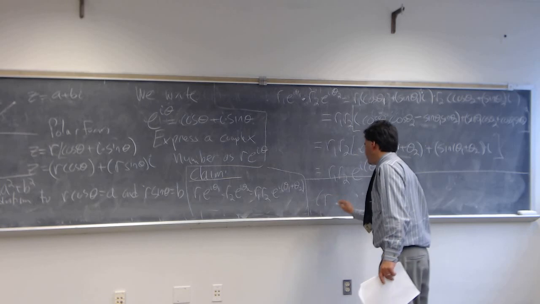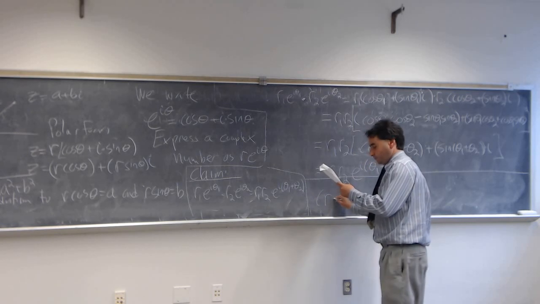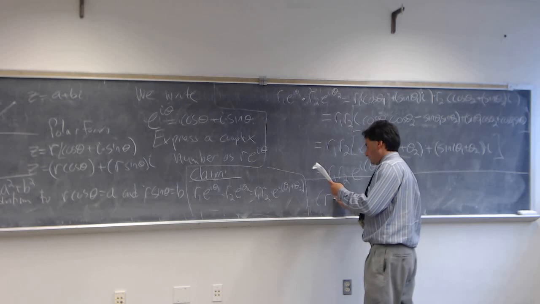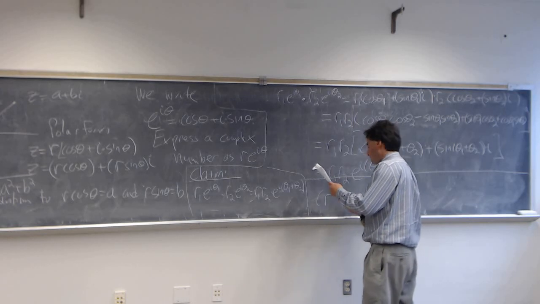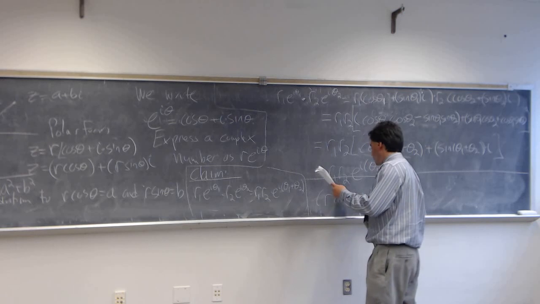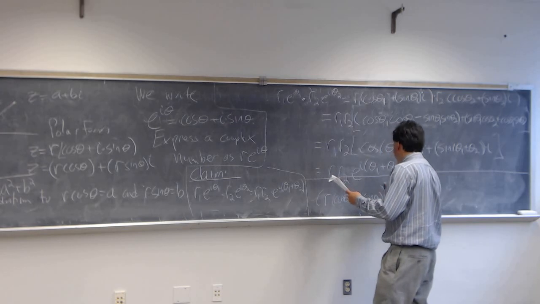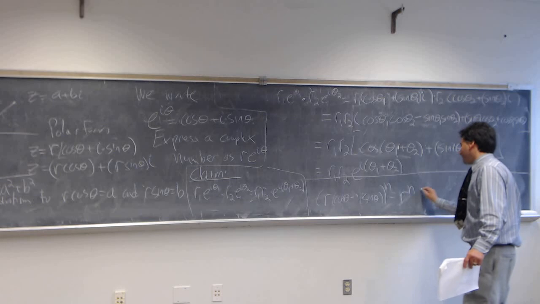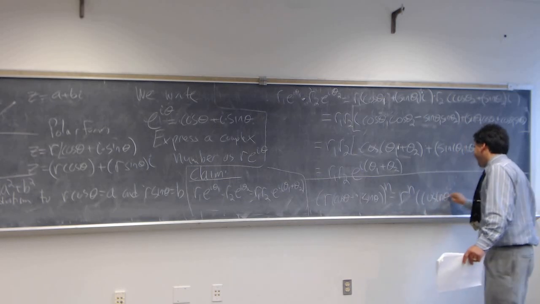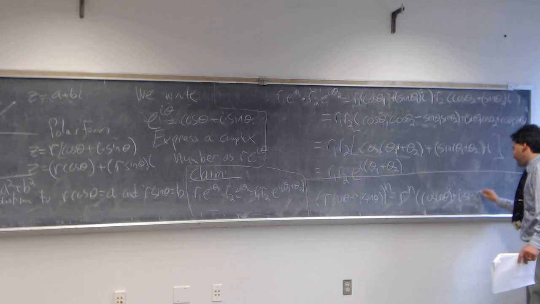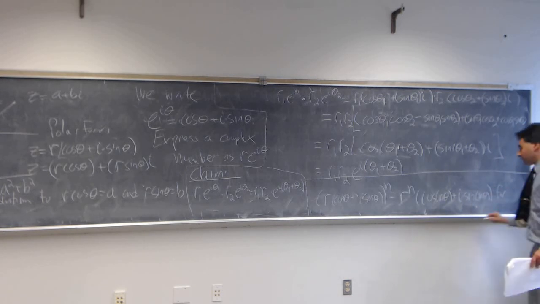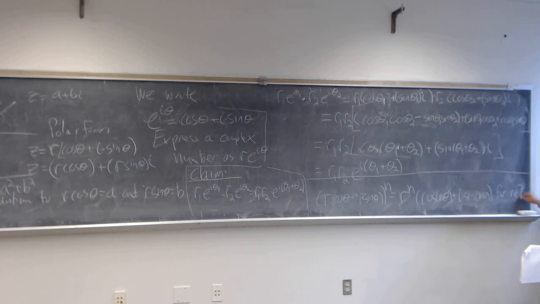Which basically says r cosine theta plus I sine theta, to the n, is just going to be r raised to the n times cosine n times theta plus I sine n times theta, for n in the integers, n greater than or equal to 1. And this is sometimes indicated in the note called De Moivre's theorem.